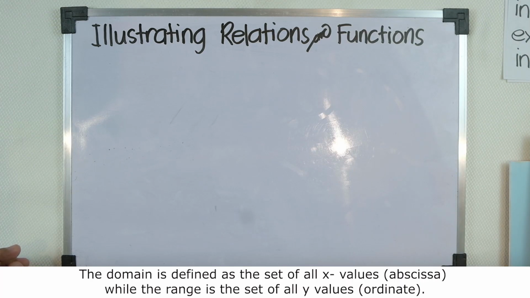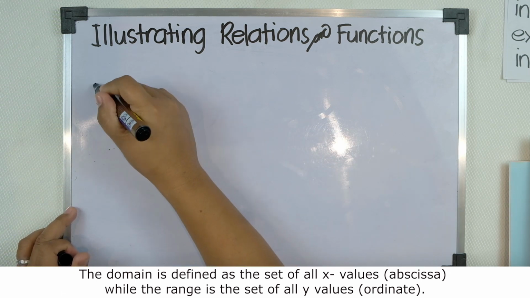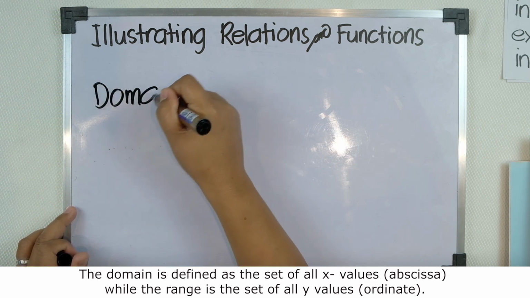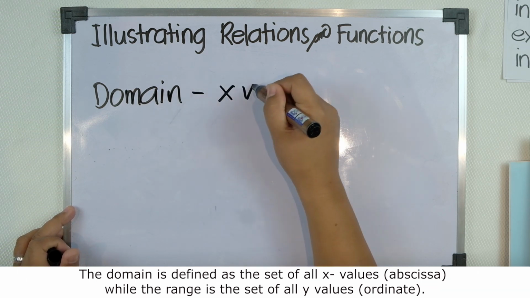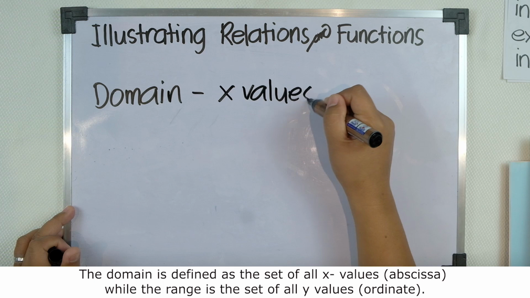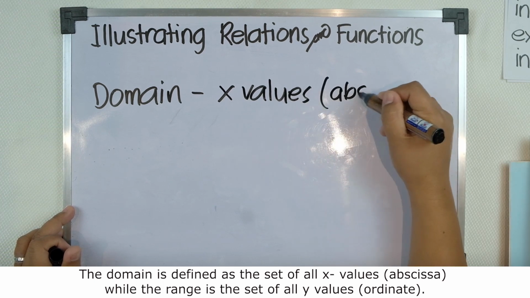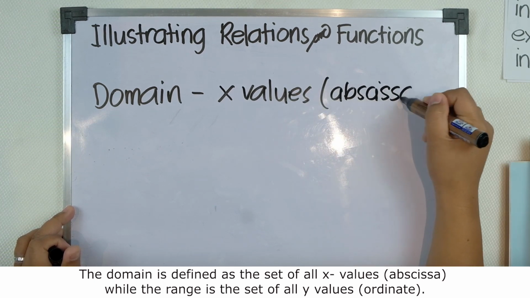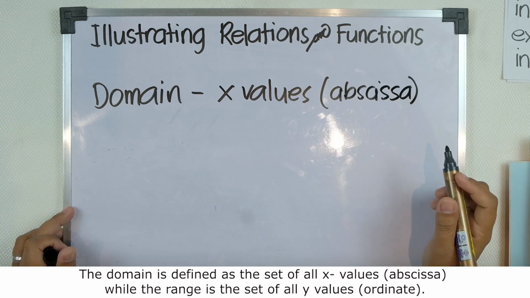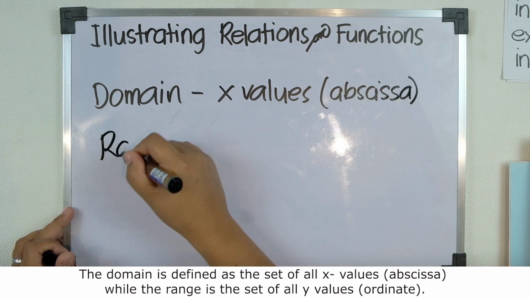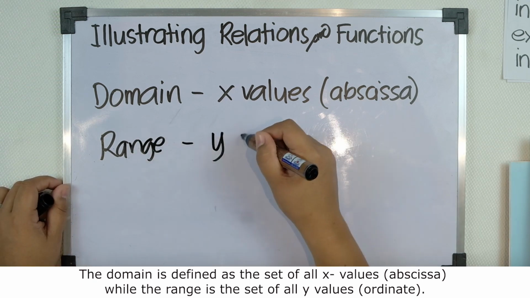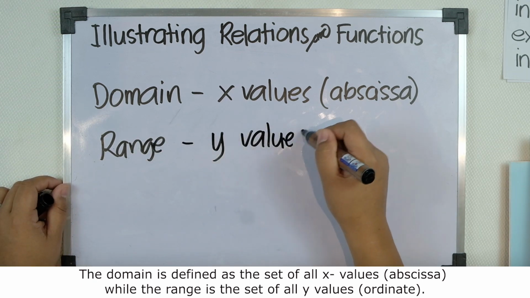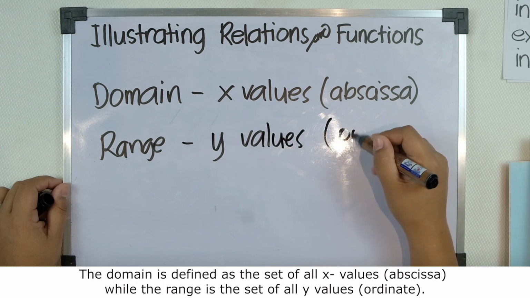The domain is defined as the set of all the x values. So we have here the domain. So it is composed of all the x values or the abscissa. While the range is the set of all the y values. It is also known as the ordinate.